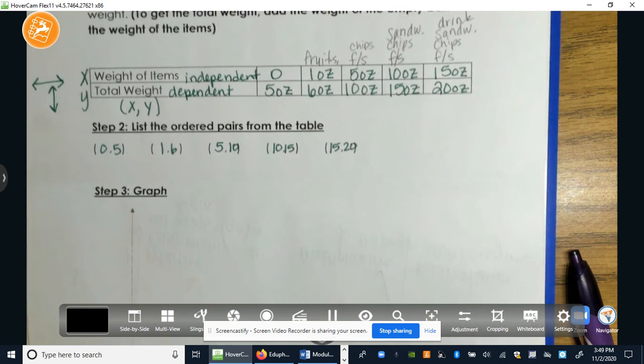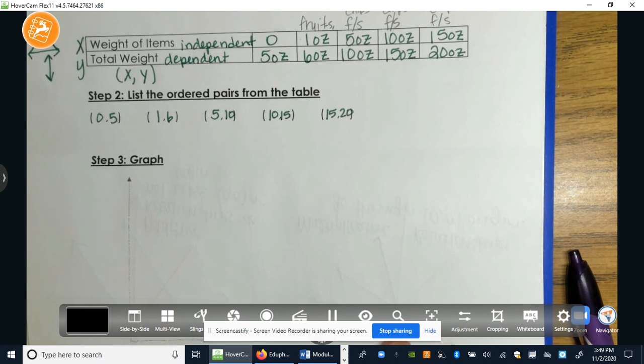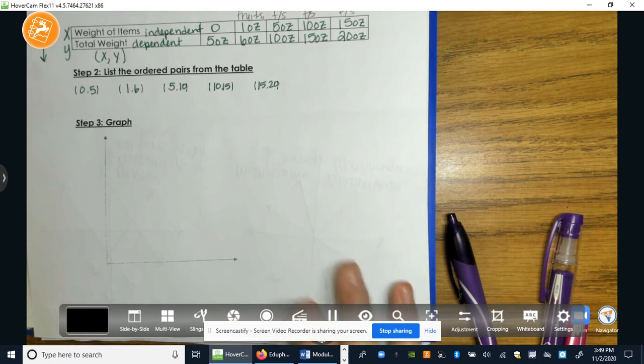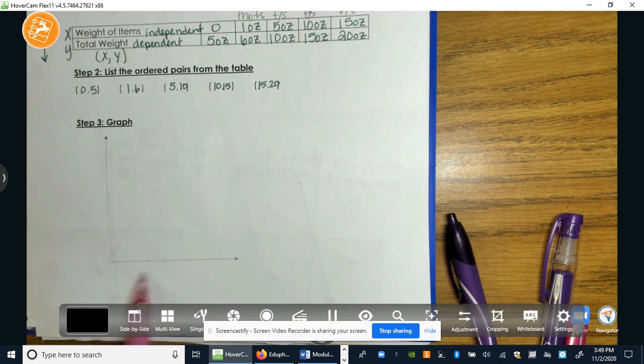Okay, now we are creating our graph. Now, one second. There we go. All right, so we need to label our graph. So my weight of the items, that's my independent variable, which is X, goes on the horizontal line. So I'm going to write weight of items.